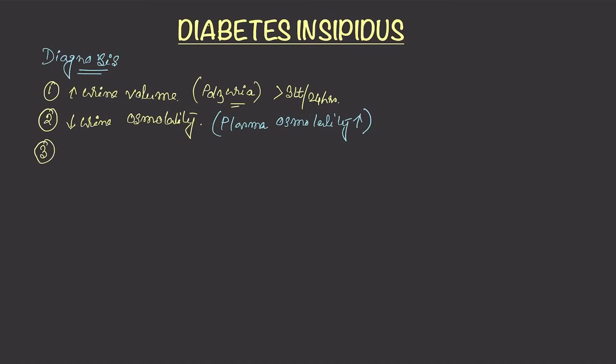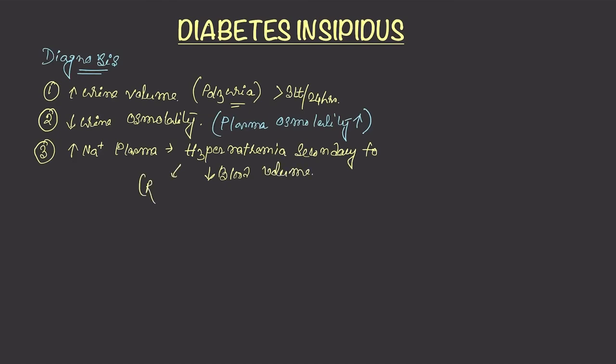As there is plasma concentration, as the fluid volume inside the blood is low, there is increased concentration, which will lead to increased concentration of sodium in the plasma, that is, hypernatremia. And this hypernatremia is secondary to decreased blood volume. So as there is decreased blood volume, it leads to relative hypernatremia.